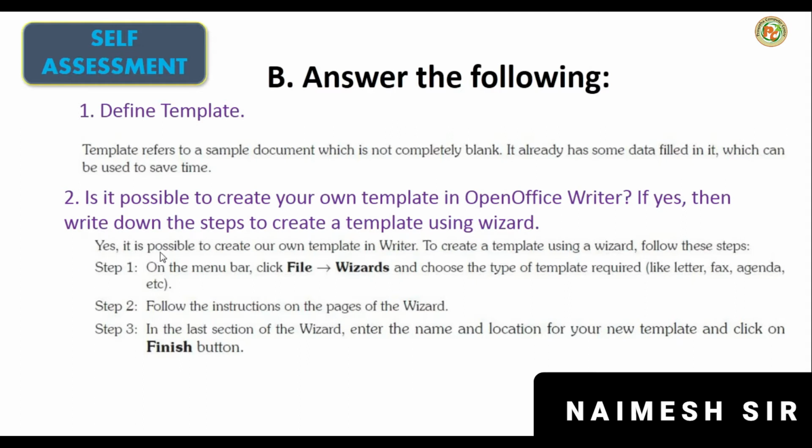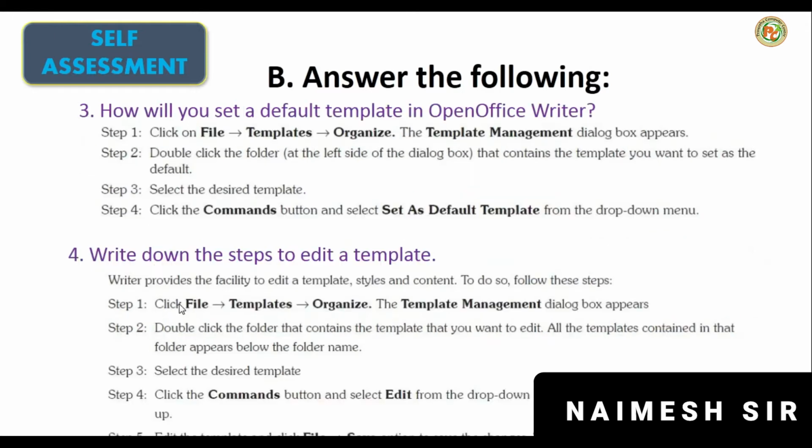So yes, we can. It is possible to create our own template in Writer. To create it using the wizard, we have to click on the file. From the file, click on the wizard option. Then there are different options, like letter, fax, agenda, etc. Then select a particular thing. Then follow the instruction commands on the wizard tool. Then after the last section, you have to enter the name and the location where you want to save that template, and then click on the finish button. So this way we can create our own template.